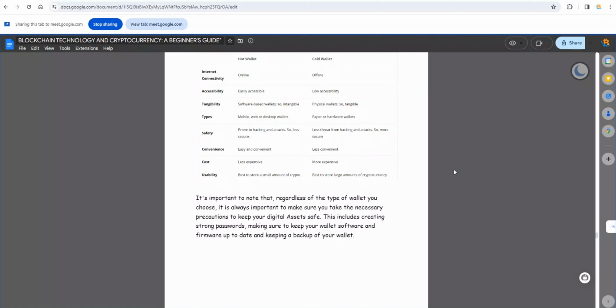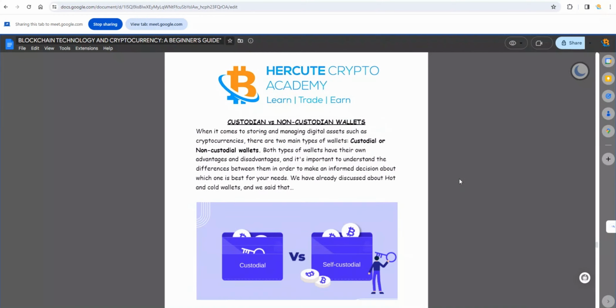Also, it is important to note that regardless of the type of wallet you choose, it is always important to make sure that you take the necessary precautions to keep your digital assets safe. This includes creating strong passwords, making sure to keep your wallet software and firmware up to date, and keeping a backup of your wallet. Now, we have a question on that before we look at custodial and non-custodial wallets.